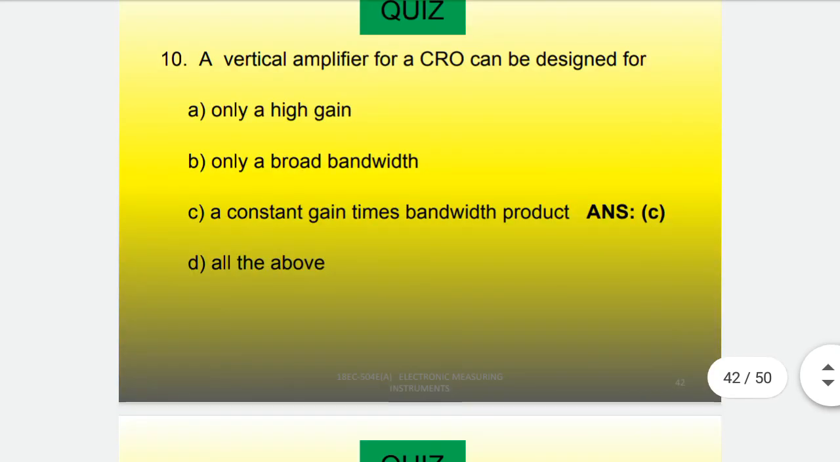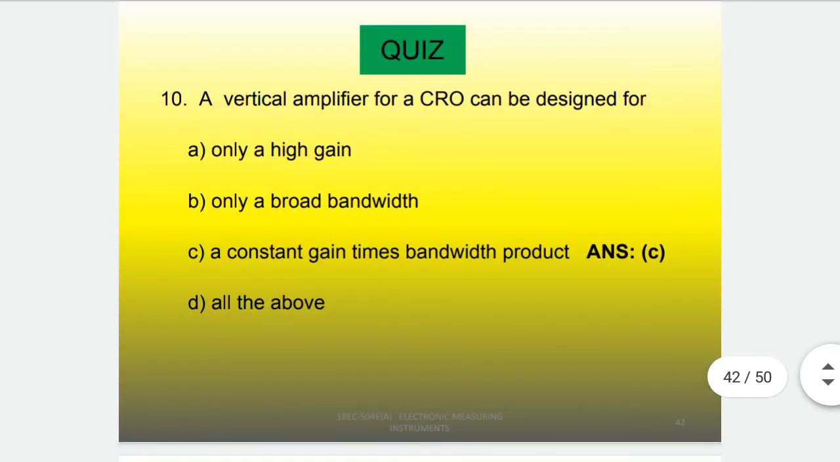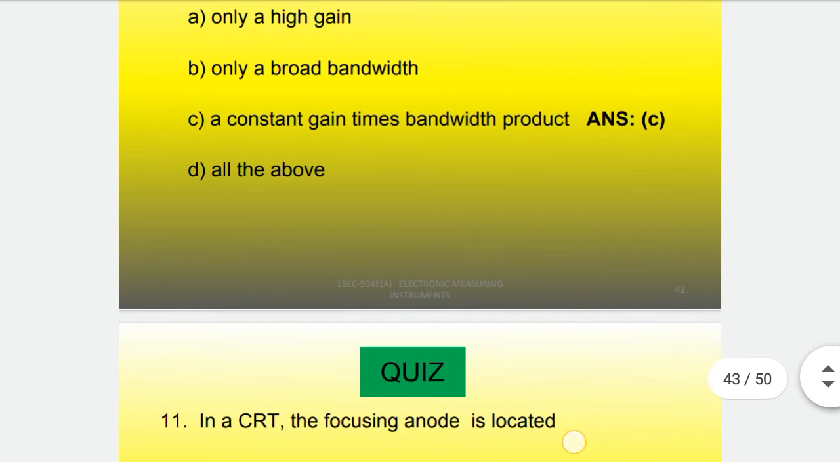A vertical amplifier for a CRO can be designed for what? A. Only a high gain. B. Only a broad bandwidth. C. A constant gain times bandwidth product. D. All the above. Vertical amplifier for a CRO can be designed for a constant gain times bandwidth product. Hence the answer is C.